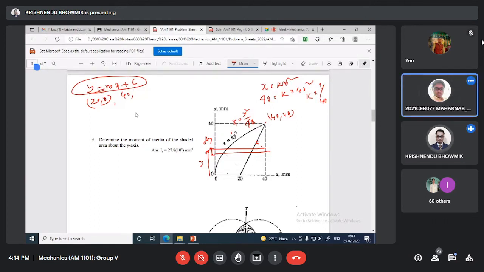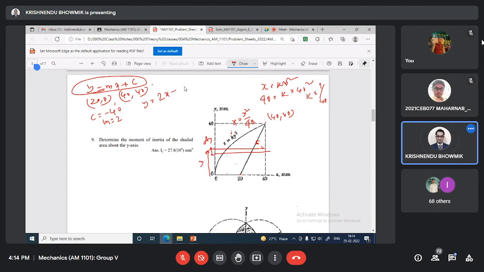Then it is passing through this point, 20, 0, and this point 40, 40. So you satisfy with those values. You will get c equal to minus 40 and m equal to 2. So your y will be 2x minus 40, or x will be 20 plus y by 2. Any formula you want, you can use. So you got the straight line formula and the parabola formula.